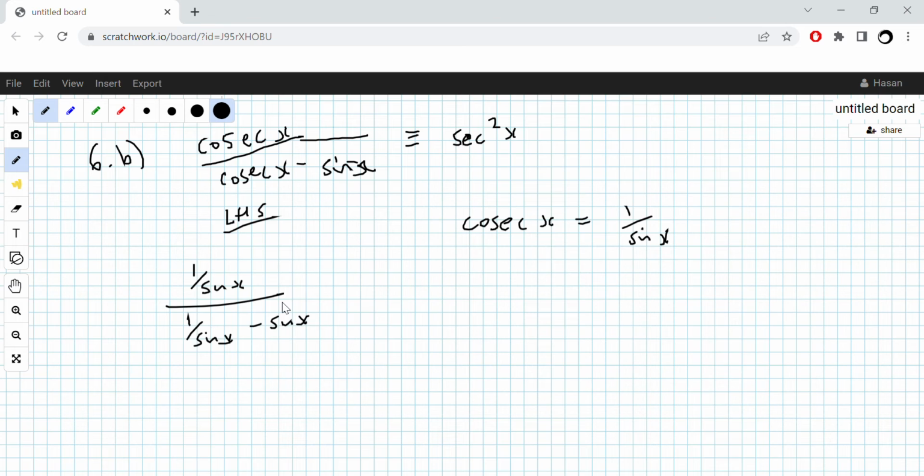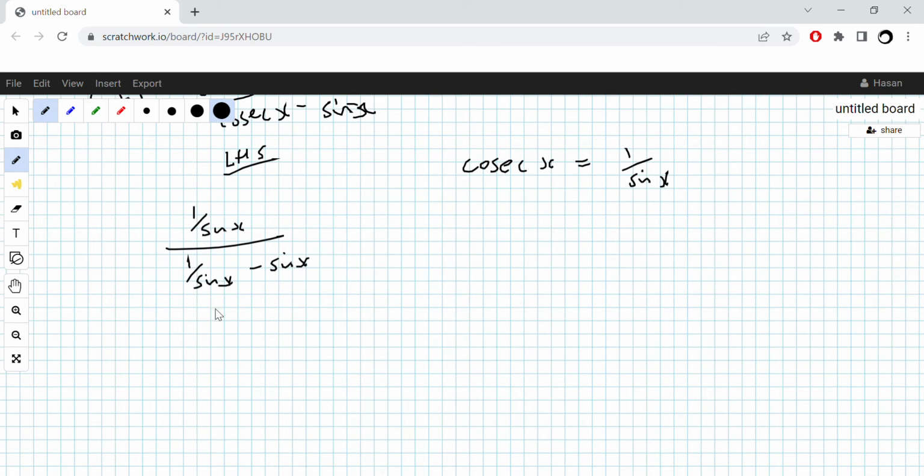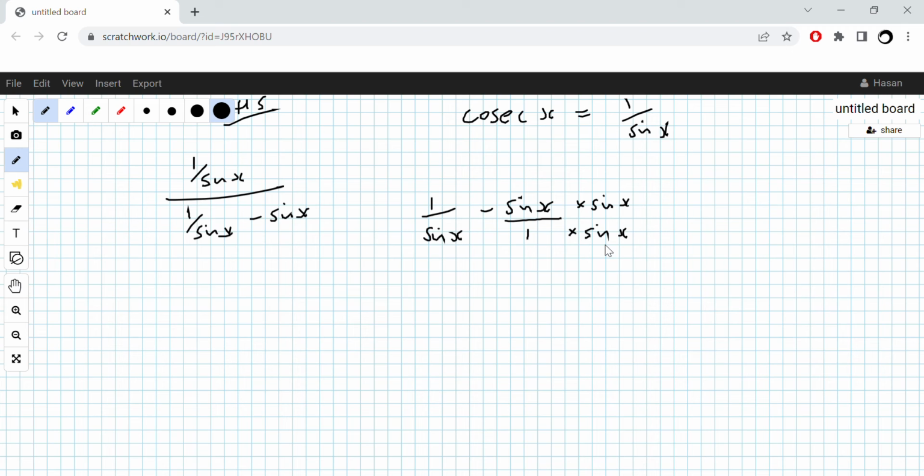This denominator is going to be no good to us, so we're going to have to simplify this to 1 over sine x minus sine x. When you're subtracting fractions, you need to have the same denominator. Right now this is over 1. And to do that, we're going to have to times this fraction by sine x, top and bottom. Because that will now leave us with 1 over sine x minus sine squared x over sine x.